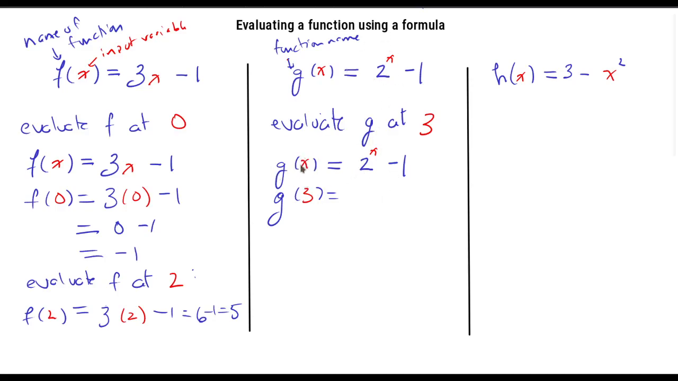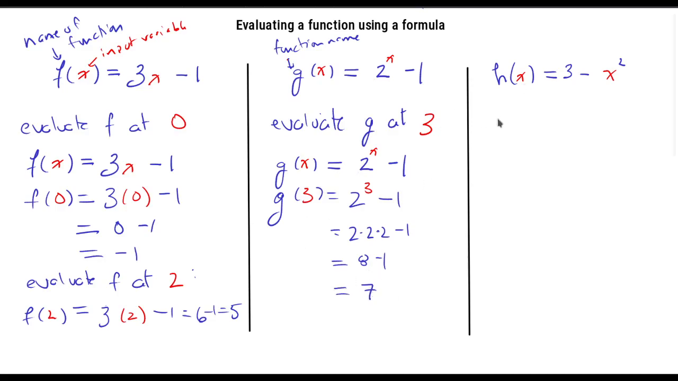g of x, the general input is x. Now we're looking at the specific input 3. So the 2 stays the same. The x becomes a 3. The minus 1 stays the same. All right, and then we simplify. So 2 to the third power, that's 2 times 2 times 2 minus 1. 2 times 2 is 4, times 2 again is 8, minus 1, 8 minus 1 is 7. So input 3, we get 7 out.